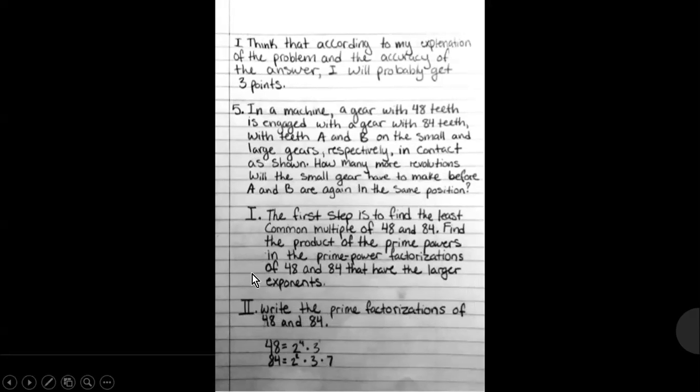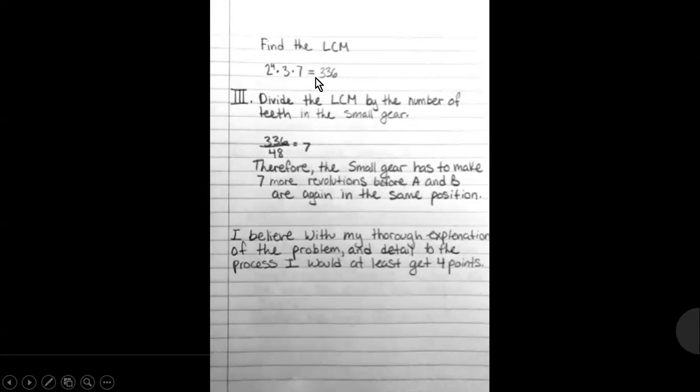So as you can see in this one, in 48, there was 2 to the 4th. So we choose that. Then we choose the 3 and the 7. So we combine those together to give us the answer, 336. We then divide the least common multiple by the number of teeth in the small gear. So we put 336 over 48, which is technically dividing them, and it's going to be 7. Therefore, the small gear has to make 7 more revolutions before A and B are again in the same position. And that is going to be your answer: 7 more.